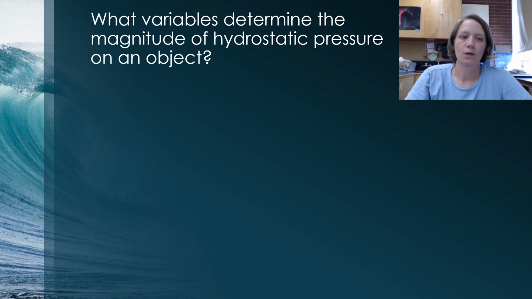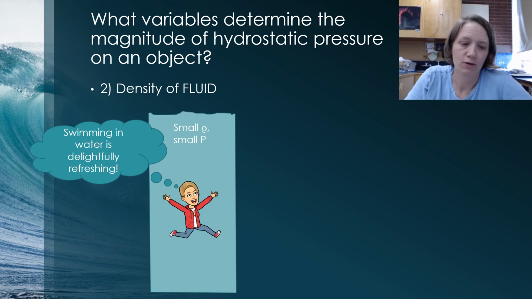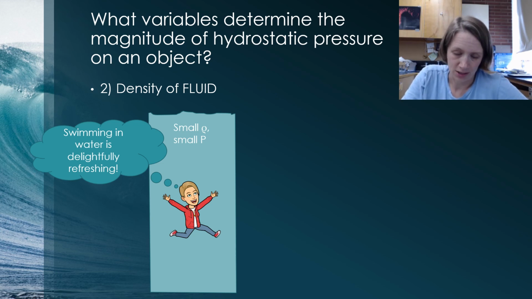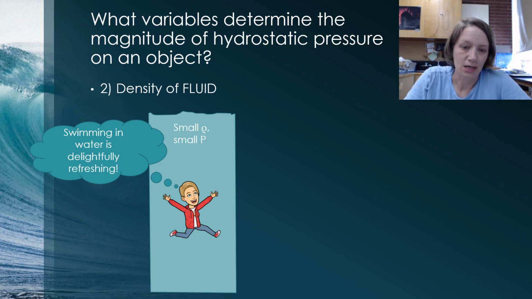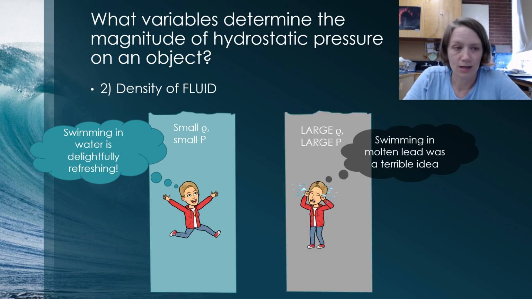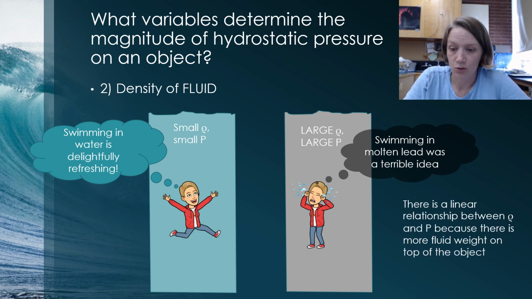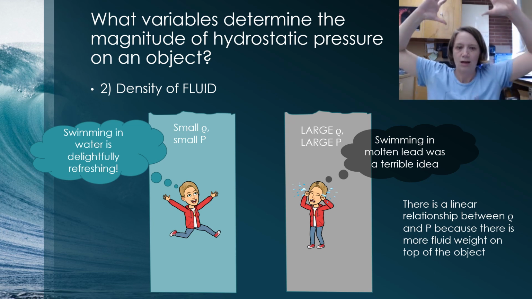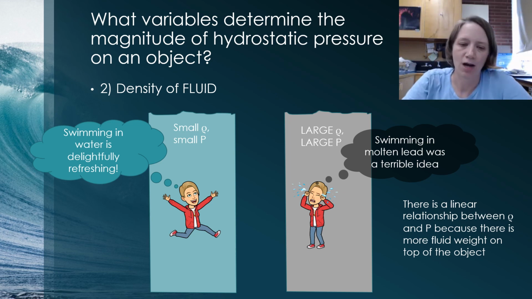The second variable that determines the magnitude of the hydrostatic pressure is the density of the fluid. So when you go swimming in something like water, water is actually a relatively low density fluid, and that means it doesn't really hurt when you go underwater, too much at least if you don't go too far. So the smaller the density, the smaller the pressure. If you tried to go swimming in, for example, liquid mercury or molten lead, for a variety of reasons, it would hurt. But one of those reasons is because the higher the density of the fluid, the more pressure you're going to feel as well. There's a linear relationship between density and pressure because obviously there's more mass above you if you have a higher density fluid.